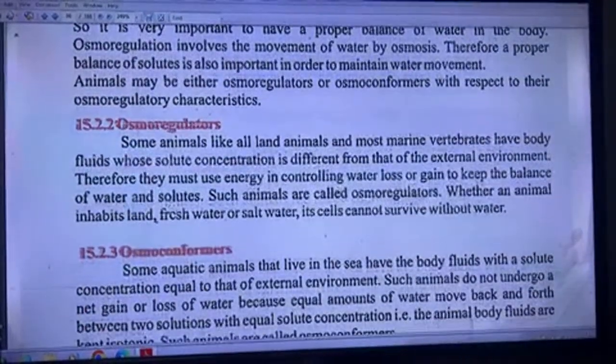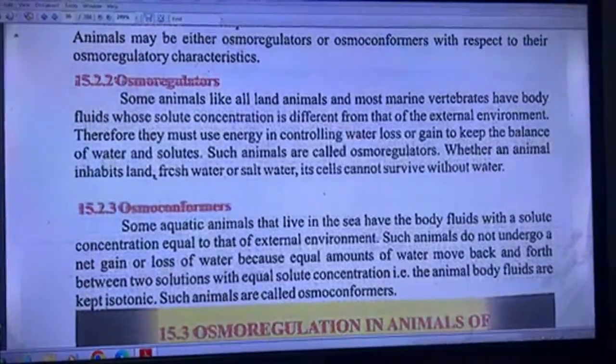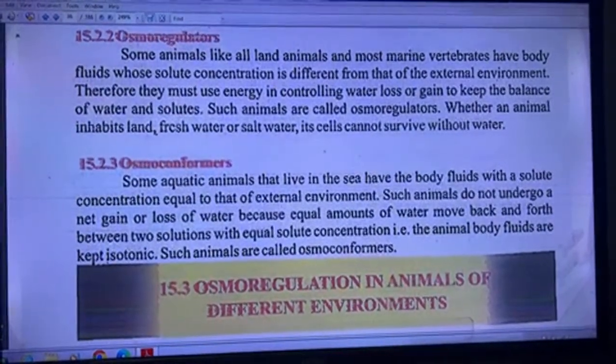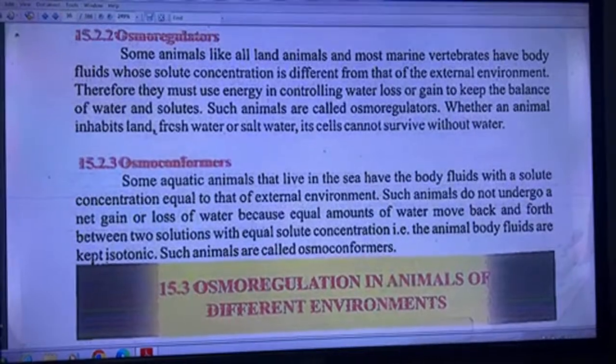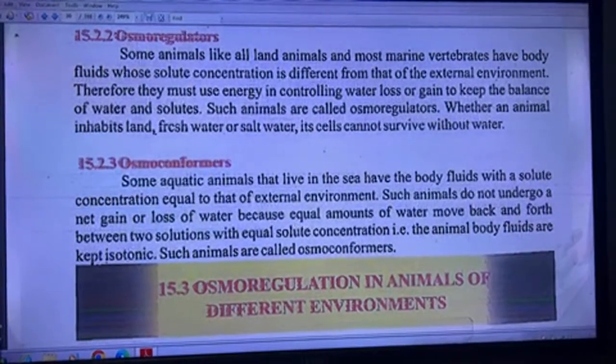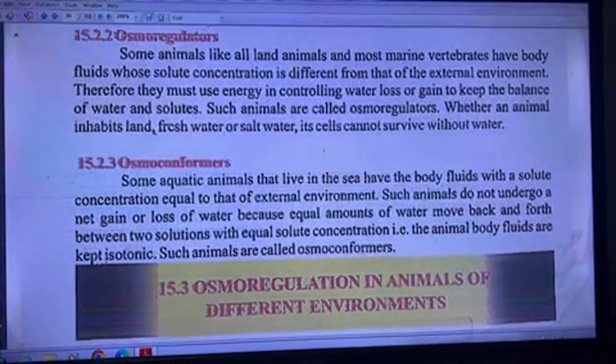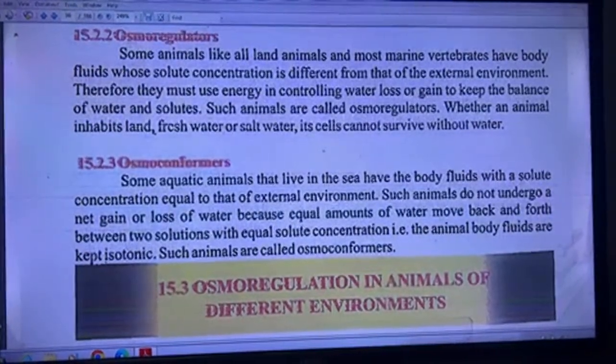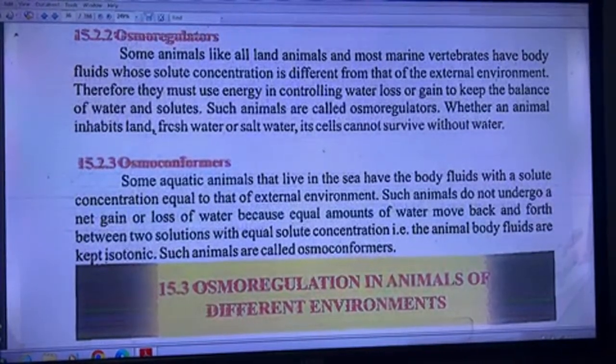Osmoregulators. Some animals, like all land animals and most marine vertebrates, have body fluids whose solute concentration is different from that of the external environment. Therefore, they must use energy in controlling water loss or gain to keep the balance of water and solutes. Such animals are called osmoregulators. Whether an animal inhabits land, freshwater, or saltwater, its cells cannot survive without water.